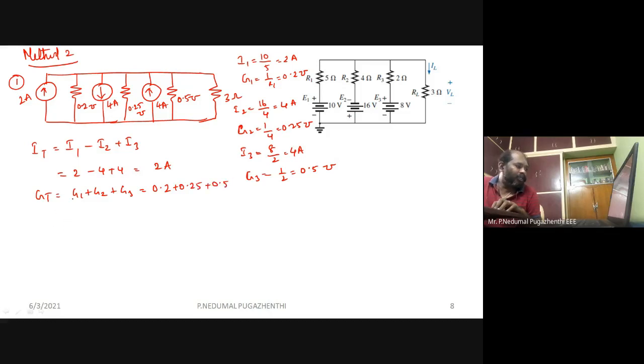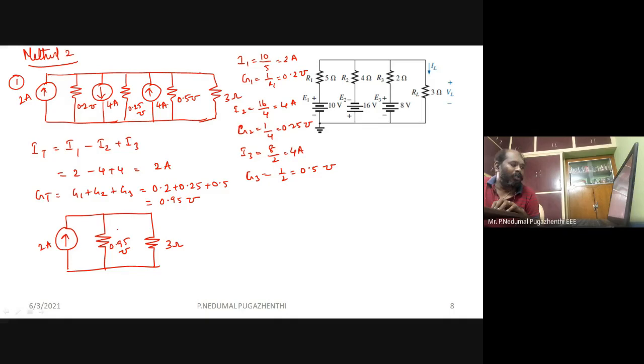So I will convert this entire set of current sources in parallel with the conductances into a single current source in parallel with the conductance. So I will have the current source like this, the conductance connected across it, and the load resistor, which is 3 ohm. And this conductance GT, if you add all this, you will get 0.95 mho, and this is 2 amperes. This is your I total, and this is your G total.